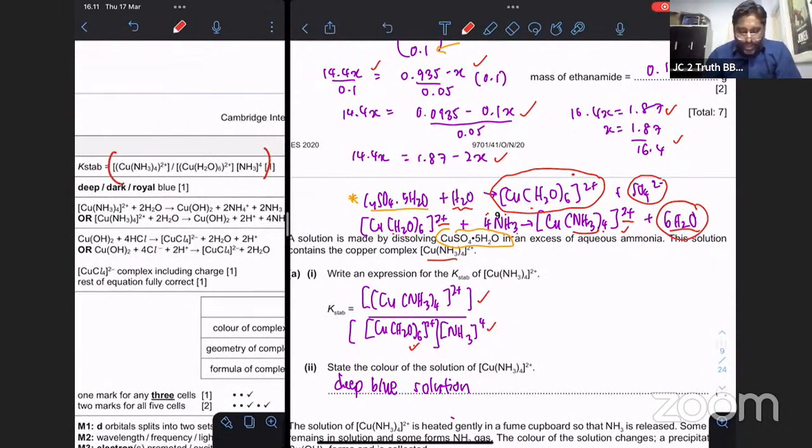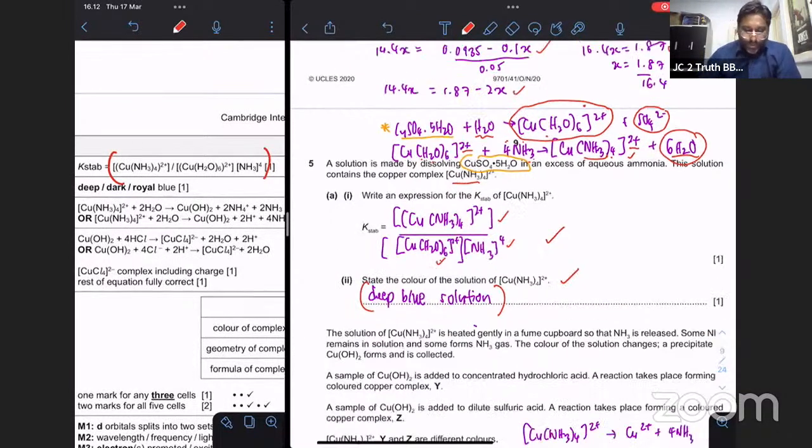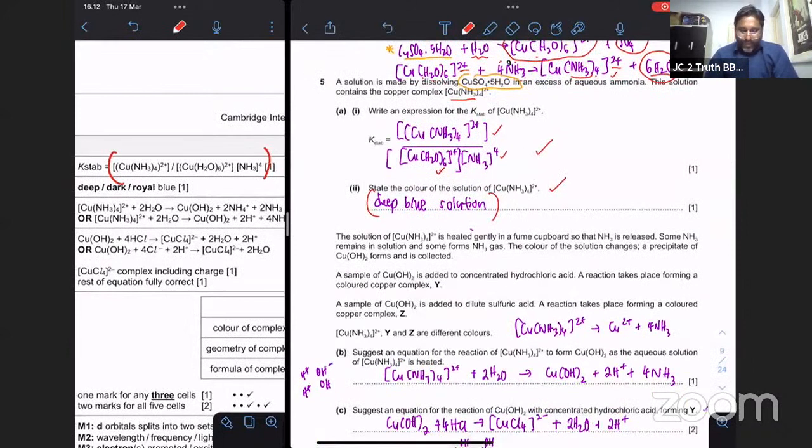Now after you write the stability constant, state the colour of the solution. This solution, copper with ammonia, is going to be a deep blue solution. You can check from your notes. Then this deep blue solution is heated gently, and the ammonia is removed. Some of the ammonia remains in the solution, and some forms ammonia gas. The colour of the solution changes, and a precipitate of Cu(OH)2 is formed, and then you collect it.